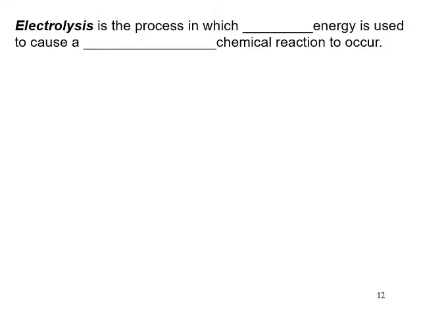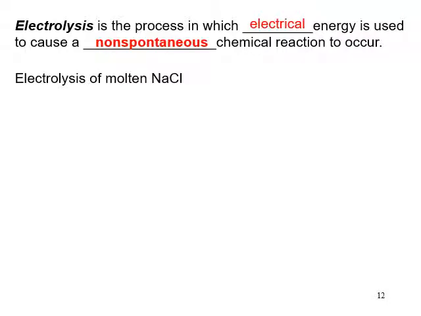Now let's keep on going with electrolysis here. We're still on electrochemistry, but now instead of spontaneous reactions, we're going to look at non-spontaneous reactions that can be caused by plugging it in, if you will. Electrolysis is the process in which electrical energy is used to cause a non-spontaneous chemical reaction to occur. For example, the electrolysis of molten sodium chloride.